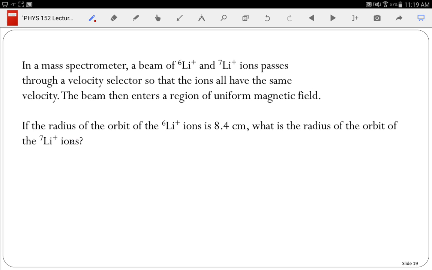Now the problem is simply, if the radius of the orbit for the lithium-6 is 8.4, what is it for the lithium-7? We actually can do this because our equation was radius is equal to mass over charge times v over B. If everything is the same, and if I change this mass by the ratio of 7 to 6, then my answer is going to go up by the same ratio of 7 to 6. So we actually do have time because that was a very simple problem.